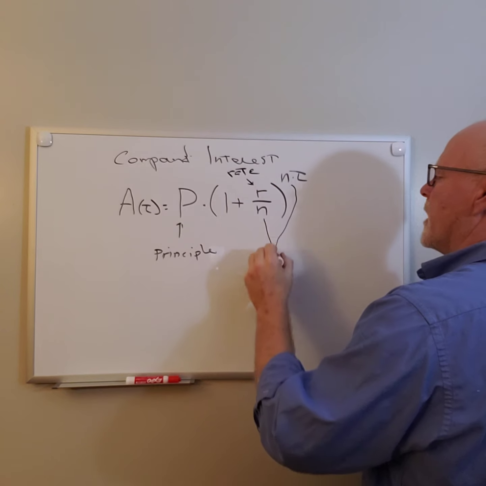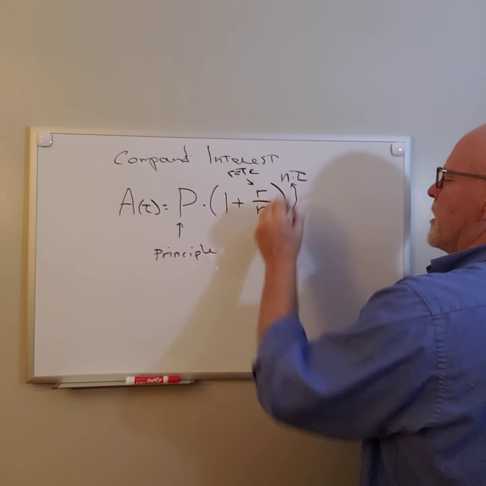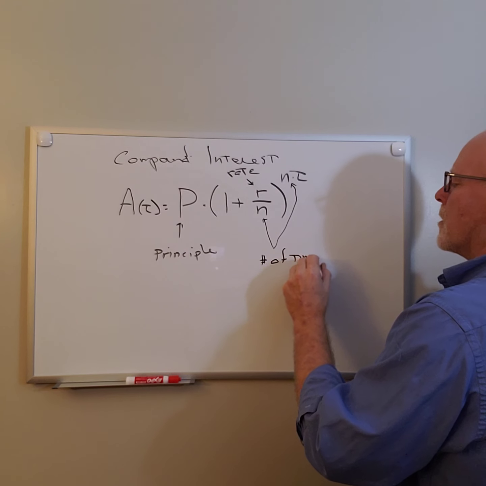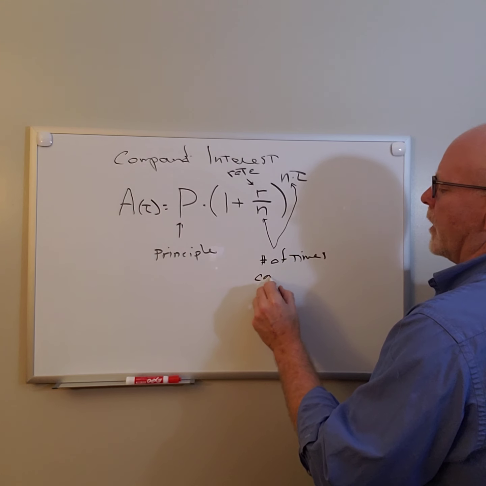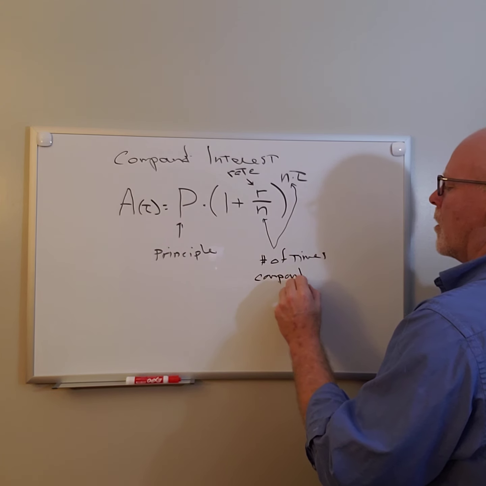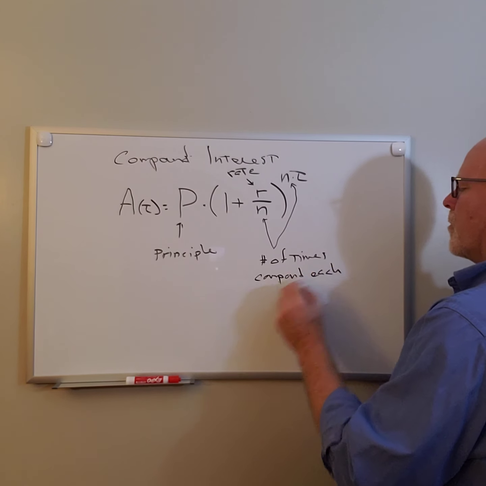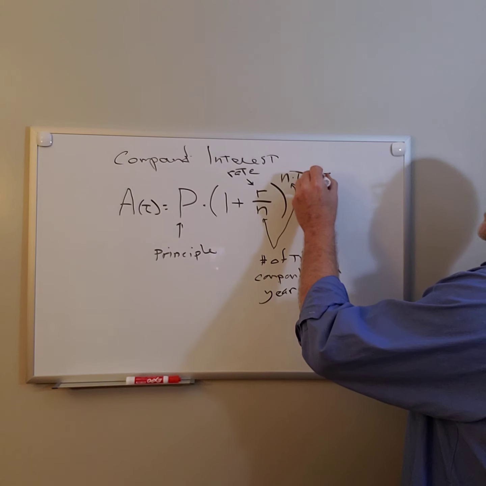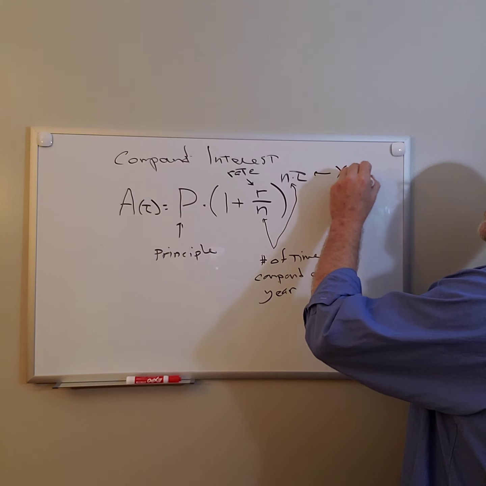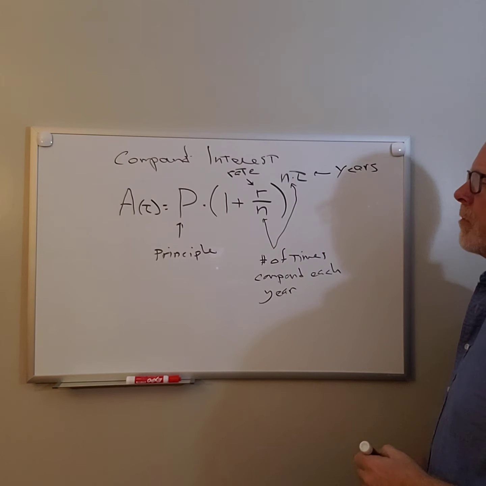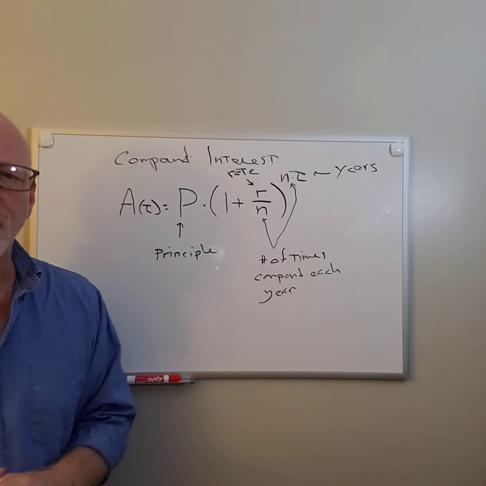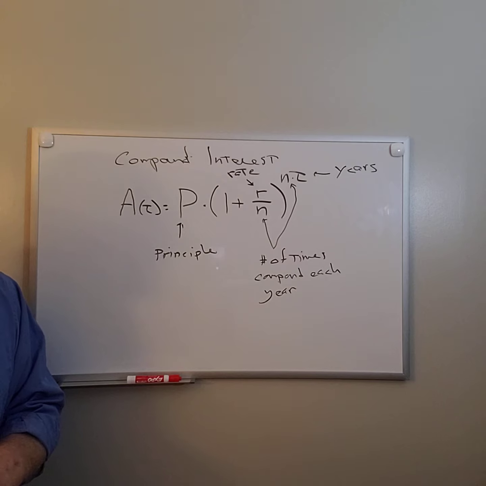N appears twice in the formula, and that is the number of times that you're compounding each year. And then t is the number of years. Okay. Make sure you've gotten that in your notes or in the book or whatever. We will be using it next time.